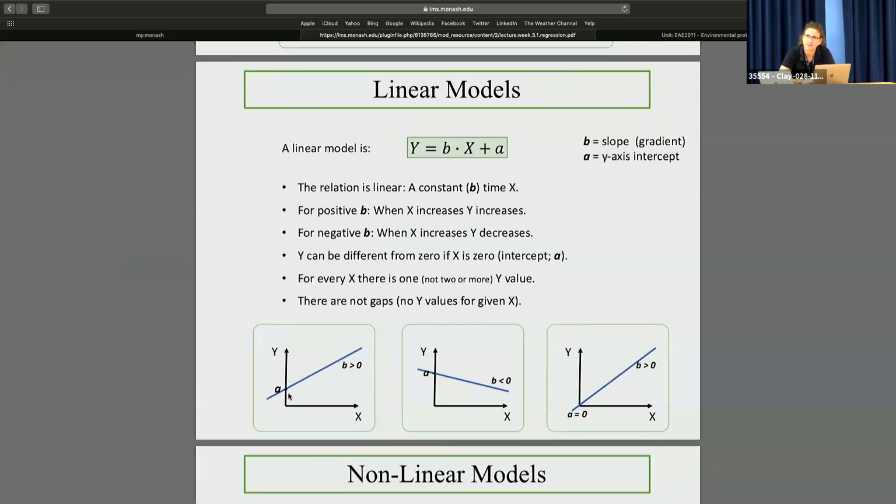Another thing that's really important is that for every x, there's one solution, one y. One y for every x, and I don't have x's that don't have a y. So I don't have any gaps. And that's what the linear model is.